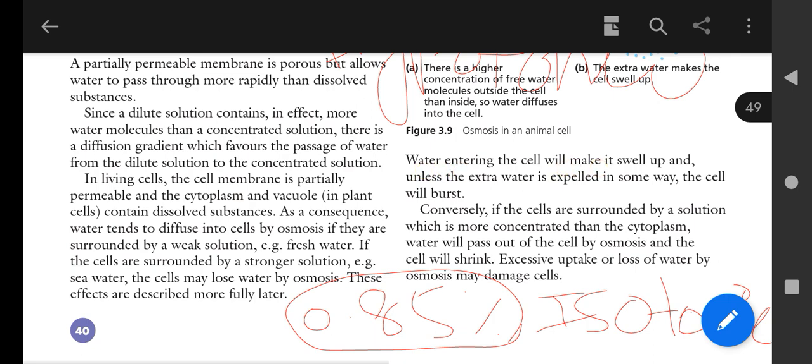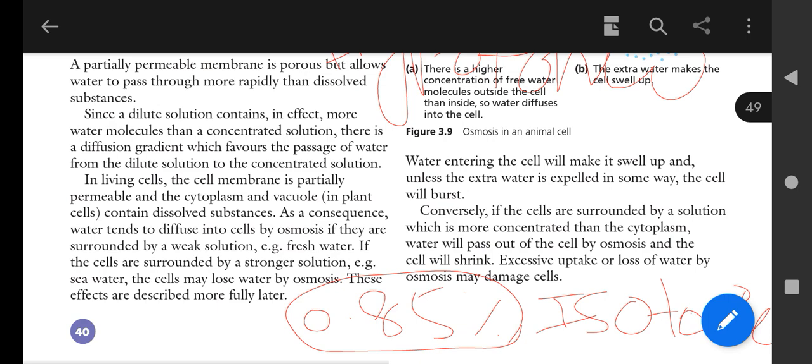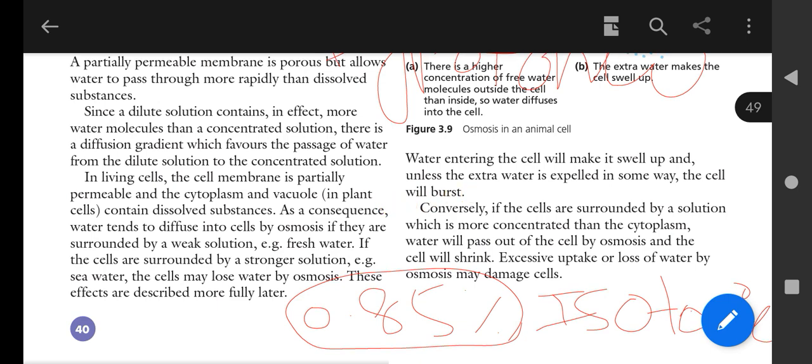Water entering the cell will make it swell up, and unless the extra water is expelled in the same way, the cell will burst. Actually, in the human body or the animal body, there is a homeostasis mechanism which controls the entry of an extra or large quantity of water. So we can say the animal cell does not burst because the water level does not rise too much inside the cell, due to homeostasis.